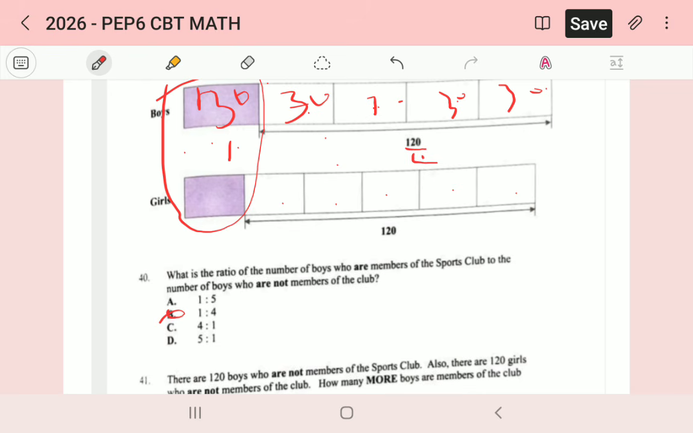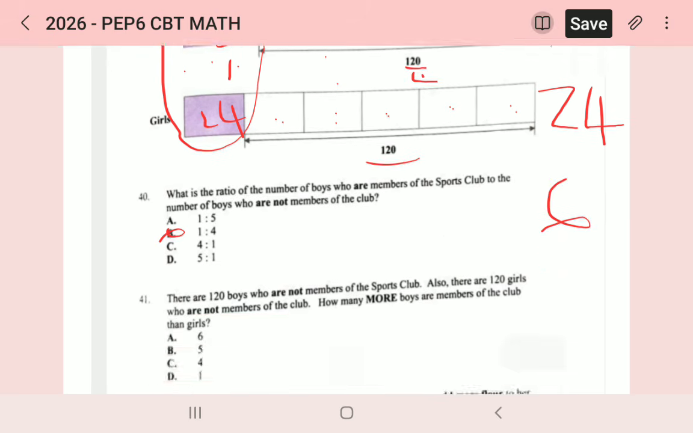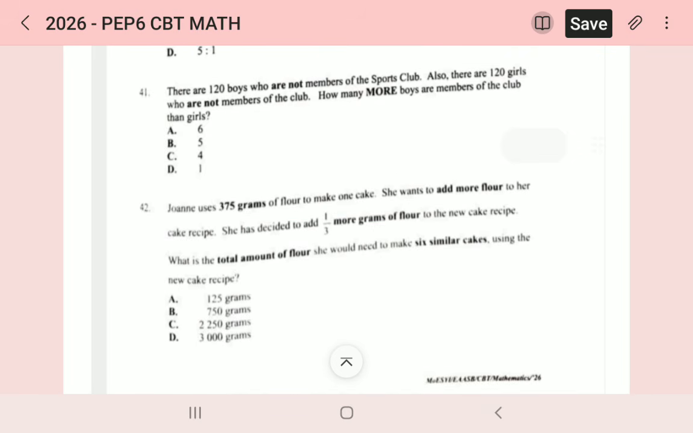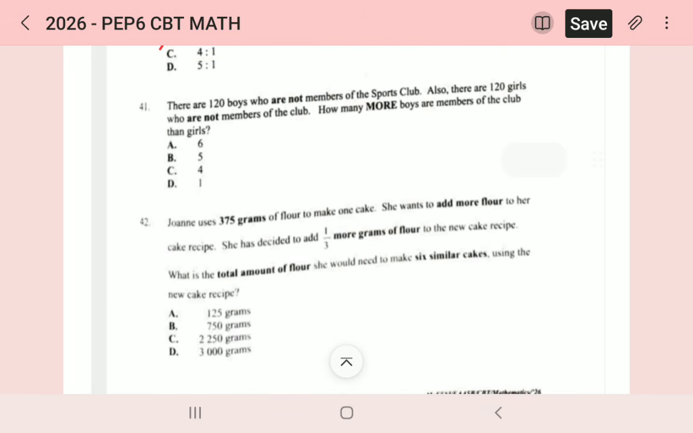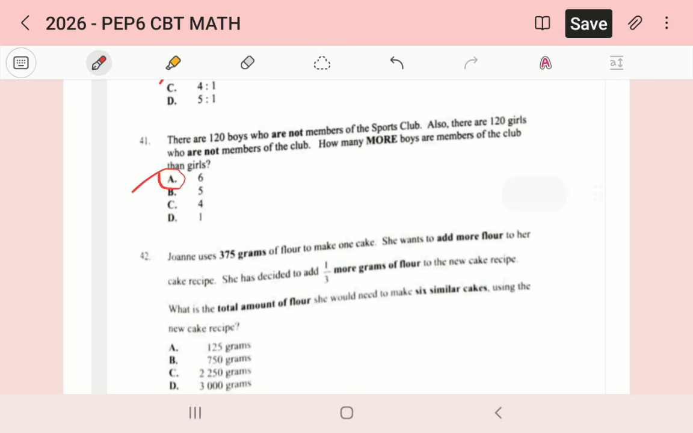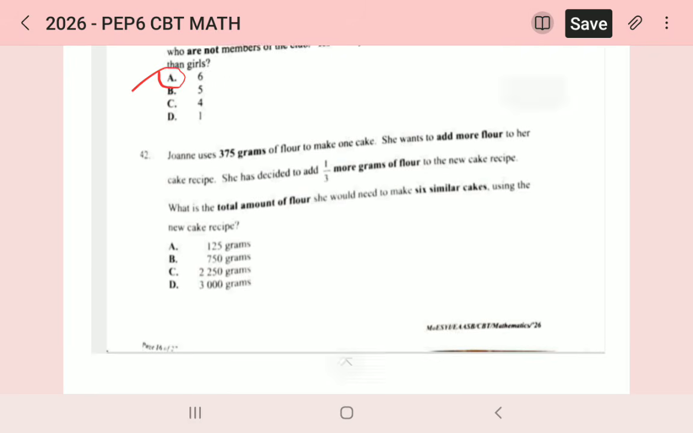So to get the girls who are members, 1, 2, 3, 4, 5 into 120 is 24. So it means that this is also 24. So how many more boys than girls? We'll have to take 24 from 30. We're left with 6. So let's see if there's a 6. 41 says 6 is at A. So there are 6 more boys being members than girls.